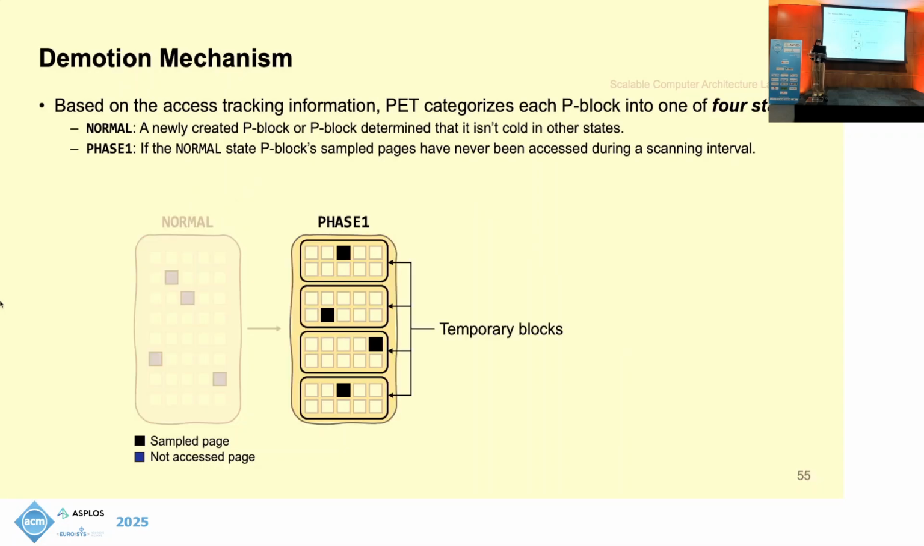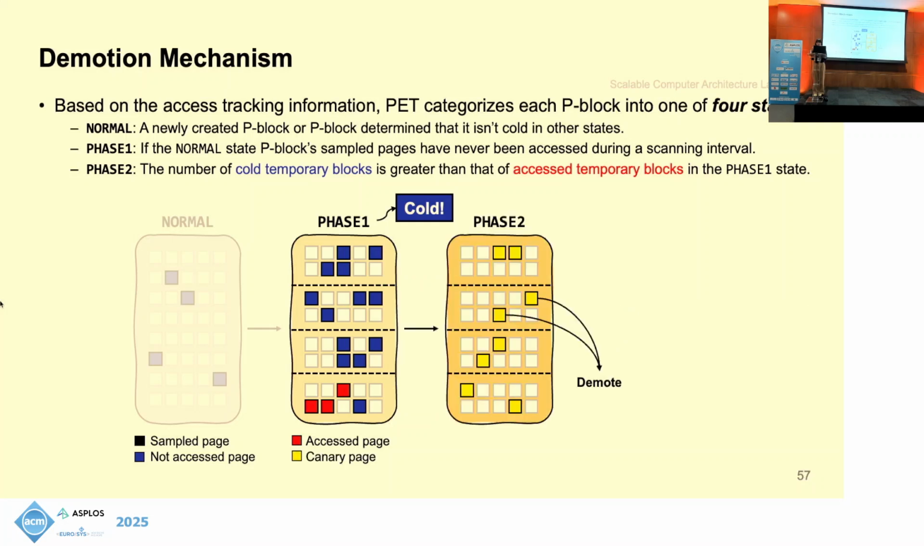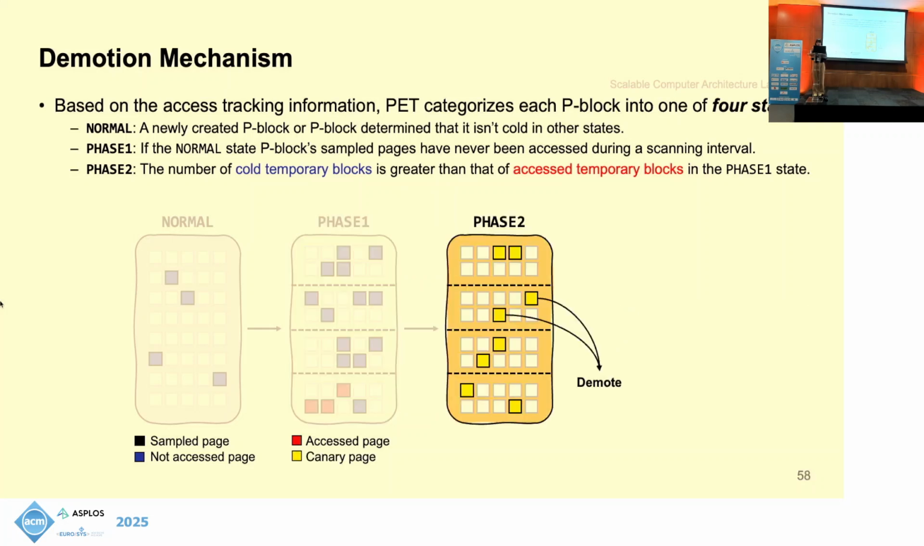P blocks in the phase 1 state are split into several temporary blocks, and access is tracked in each temporary block unit to improve access tracking accuracy. As shown in this figure, if the number of cold temporary blocks is greater than that of accessed temporary blocks, the P block is considered cold and transitions to phase 2. For a P block in the phase 2 state, PET randomly selects and demotes a portion of the temporary blocks, named canary pages, to further increase access tracking accuracy.